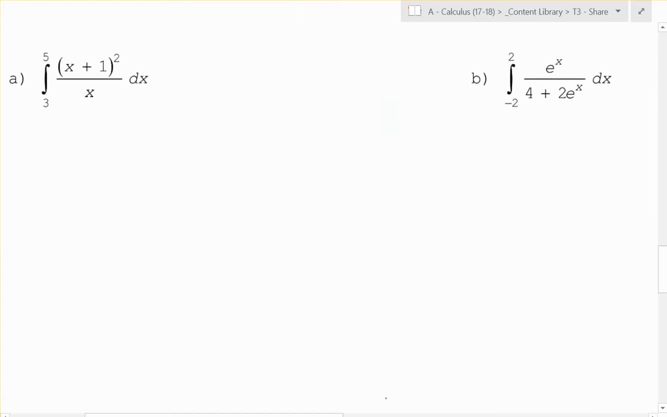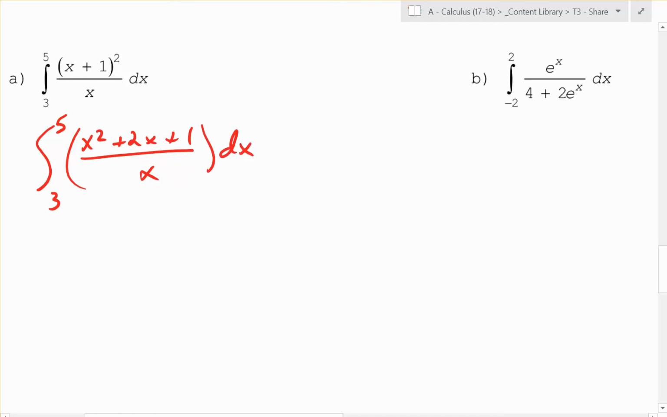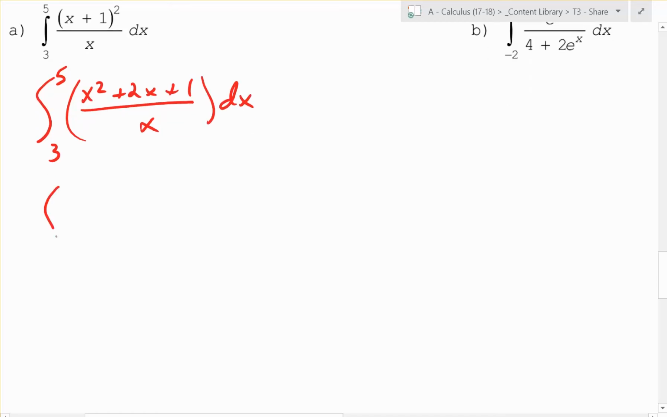So let's do a couple more practice problems. On this one, let's keep it the way it is, but let's multiply it out first. x plus 1 times x plus 1 is x squared plus 2x plus 1, and that's all over x. So I'm just doing this out. I haven't done any calculus yet. So what does this simplify to?